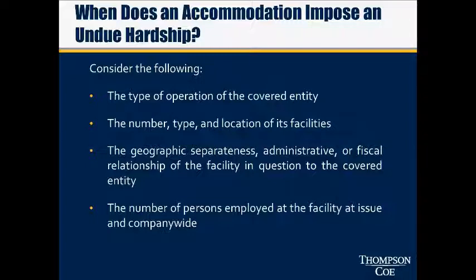You'll also look at the number of employees employed at the facility at issue versus nationwide. So going on that bank example, if you have one branch that only employs 2 or 3 employees, whereas the headquarters has 50, and the person seeking an accommodation is at that one branch with 2 or 3 employees, it might be a bit difficult for you to, for example, grant a leave as an accommodation, since then you'd be down to just 1 or 2 employees.